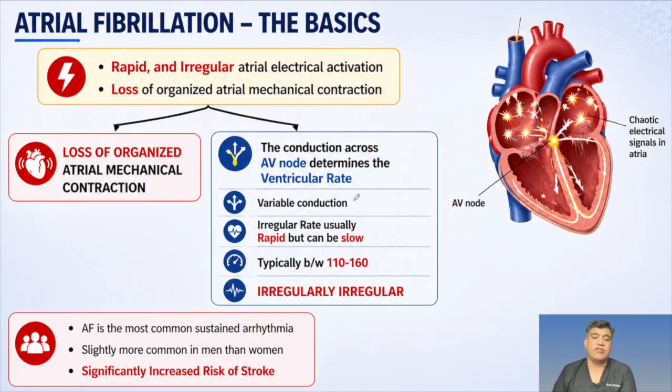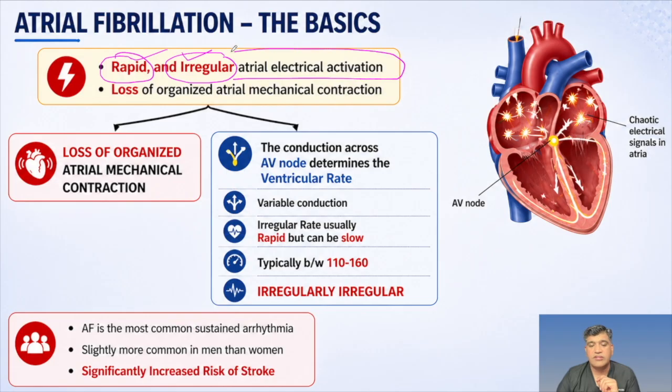So what is atrial fibrillation? These two words are very important: rapid and irregular. Rapid and irregular electrical atrial activation is atrial fibrillation. This is the cross section of the heart. Here's the SA node. The SA node fires. The signal is sent through the atria to the AV node, and there is an organized contraction of the atria. When this contraction is erratic and irregular, it causes atrial fibrillation.